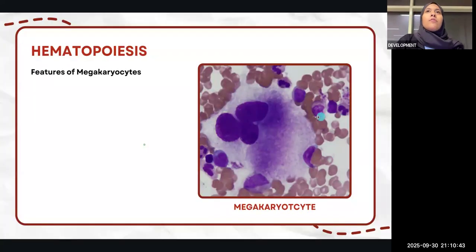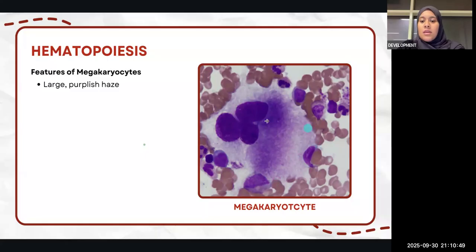A megakaryocyte is a precursor of platelets. It's literally a large purple haze, like you threw purple powder in water. So if you see this large thing, that's a megakaryocyte, from the name mega.